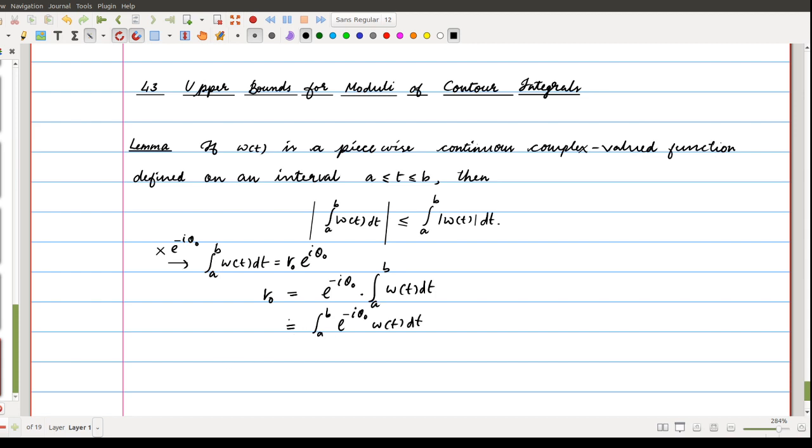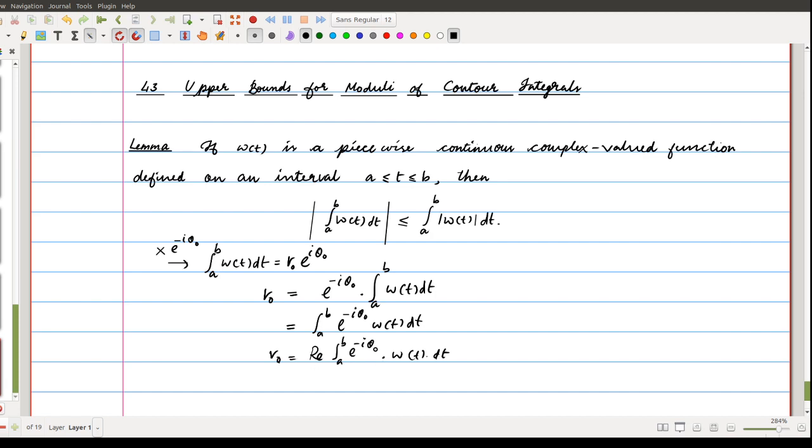Now we know that the left hand side of this equality is a real number, as r naught is a real number. So in fact, the right hand side is also a real number. Since this is a real number, when you take the real part of this complex number, the right hand side will be a real number as well. So we can take the real part on both sides. The left hand side will be r naught itself, and the right hand side will be the real part of the integral of this times omega of t dt.